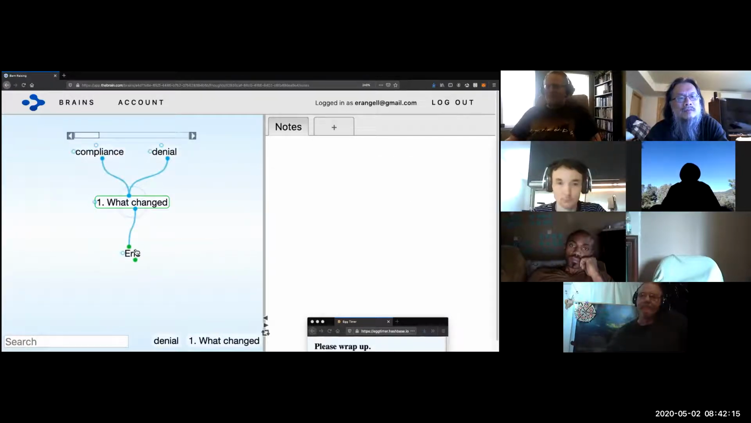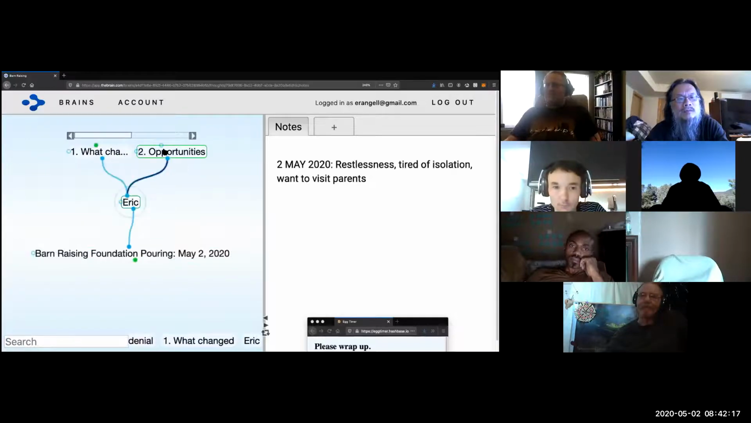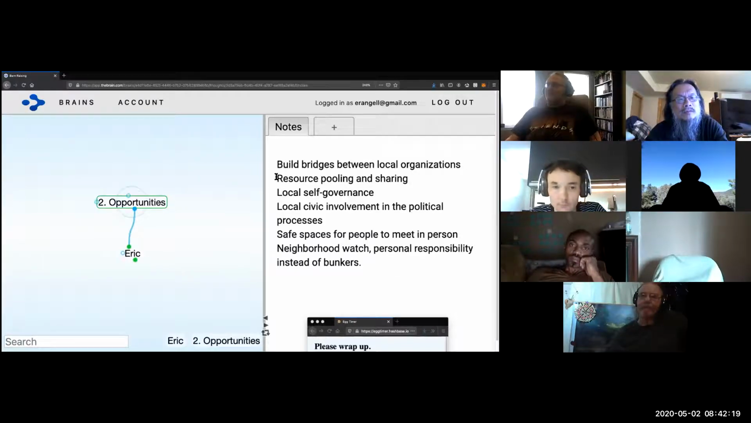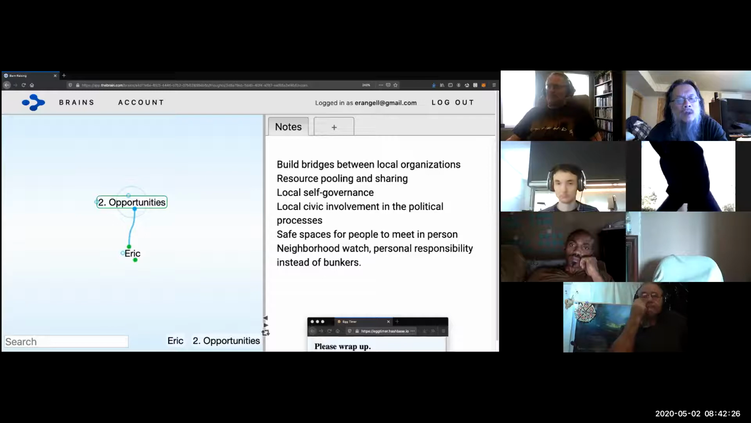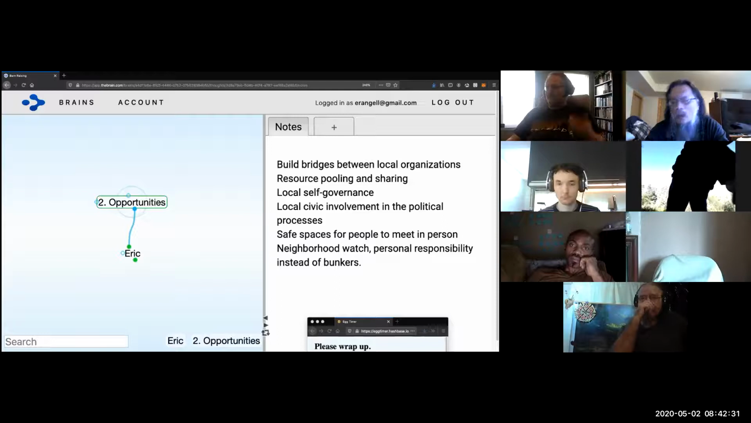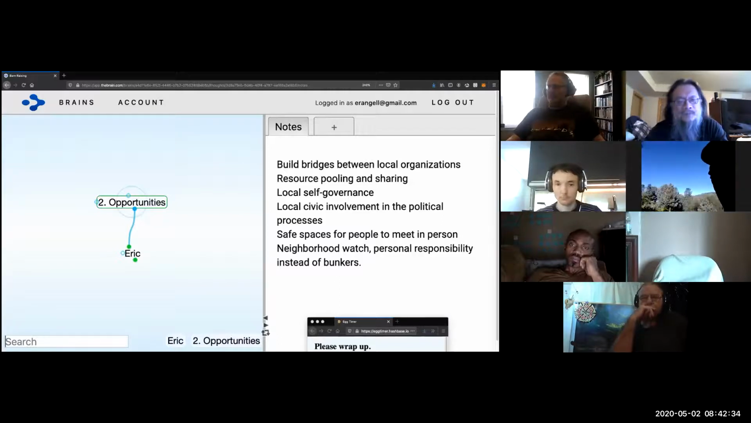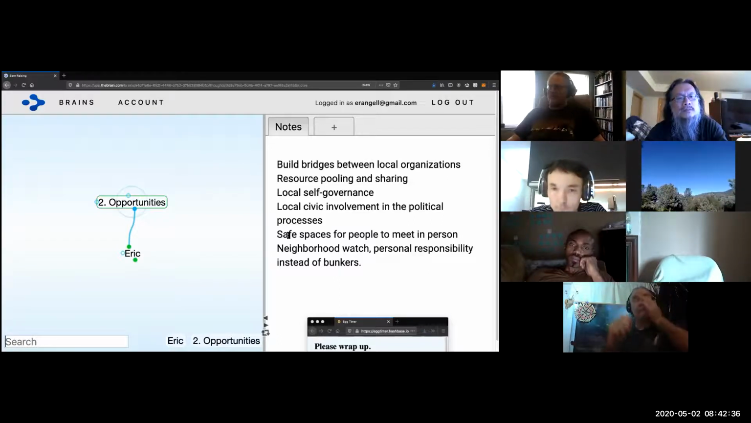Okay. So then opportunities to build bridges between local organizations, to pool resources and share. There's an opportunity for local self-governance, getting more local civic involvement in the political process. If there are safe spaces for people to meet in person, and maybe like a neighborhood watch, having more personal responsibility instead of everyone in their own bunker.